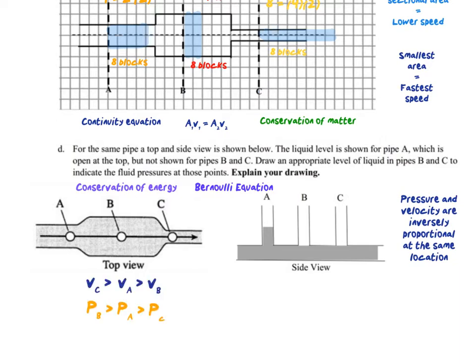And if the fluid pressure from the bottom is pushing up harder than in the other locations, it should have the highest water level. So we will color that in all the way to the top. A would be the medium. It's the second slowest place, or second fastest place, and then the fastest place at C should have the lowest pressure. And so we should just color in maybe just about half of what's in A.